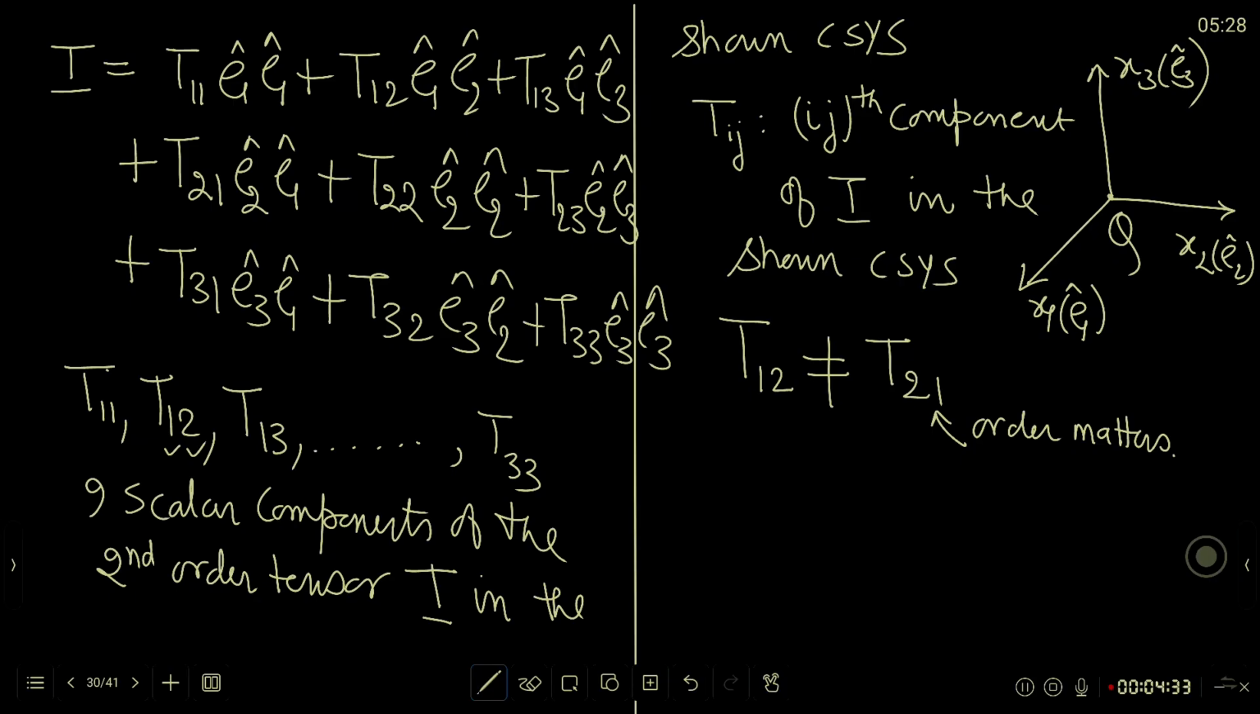Further, observe these quantities here. Perhaps this is the first time you are seeing a quantity like this. I am putting two unit vectors side by side, and there is no dot product, there is no cross product. It's a new type of product, a new type of vector product.